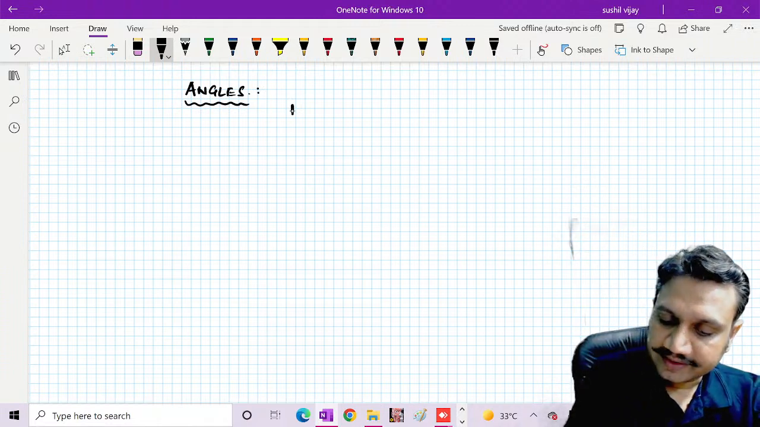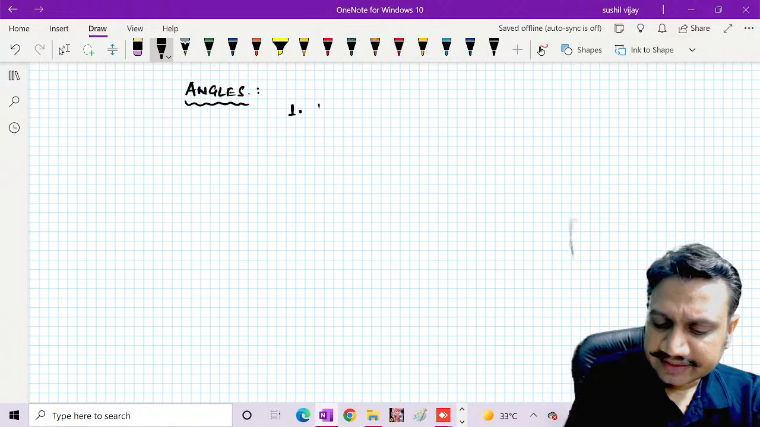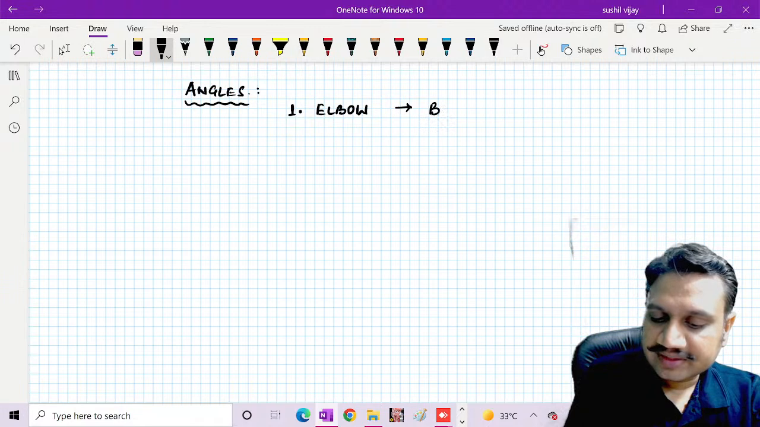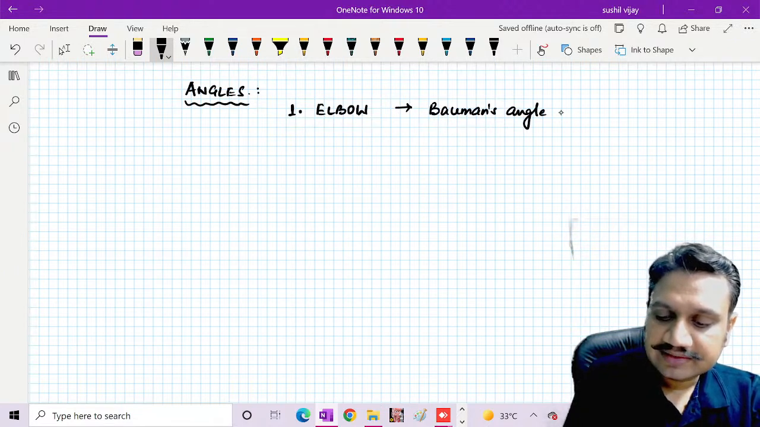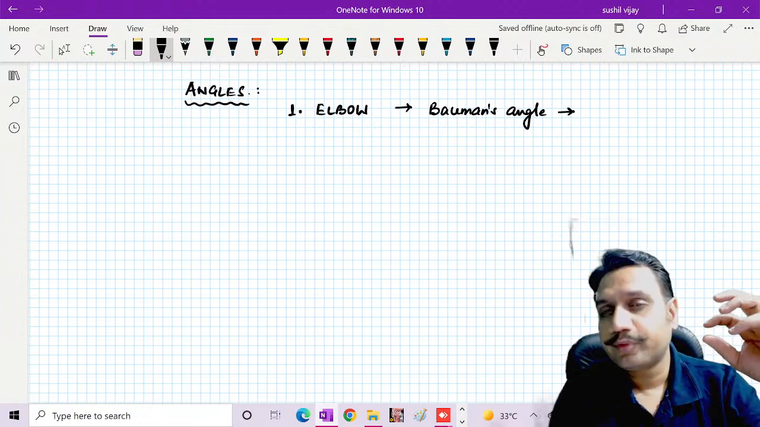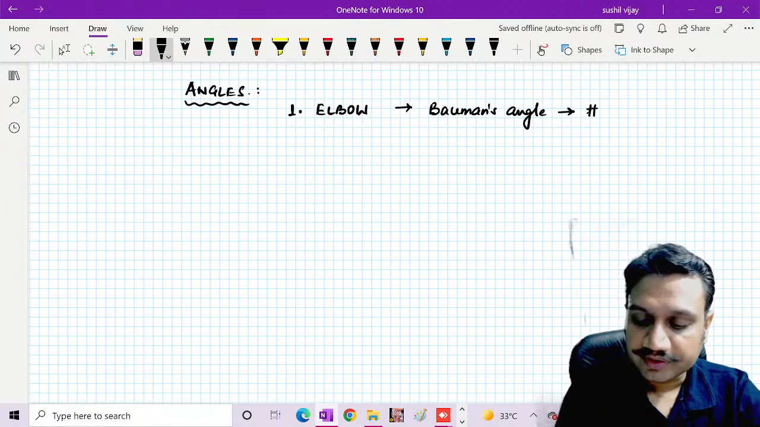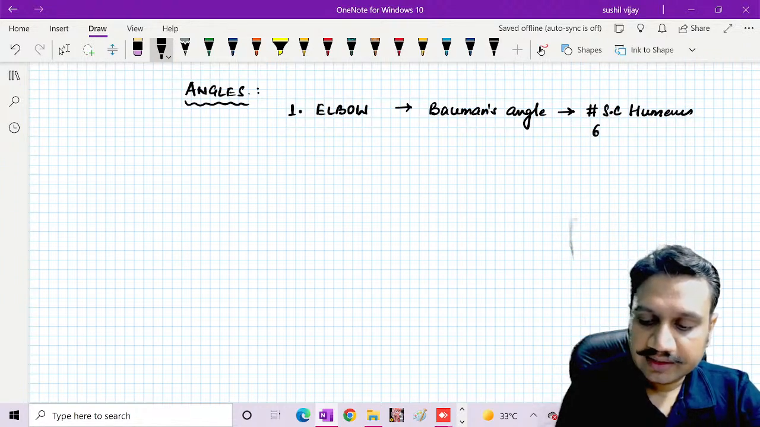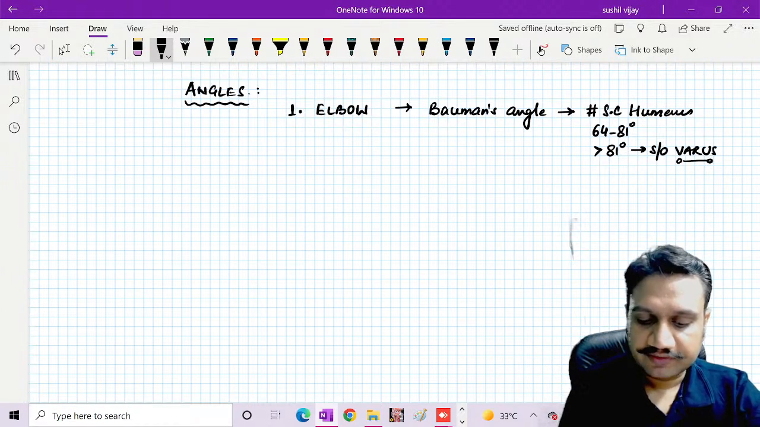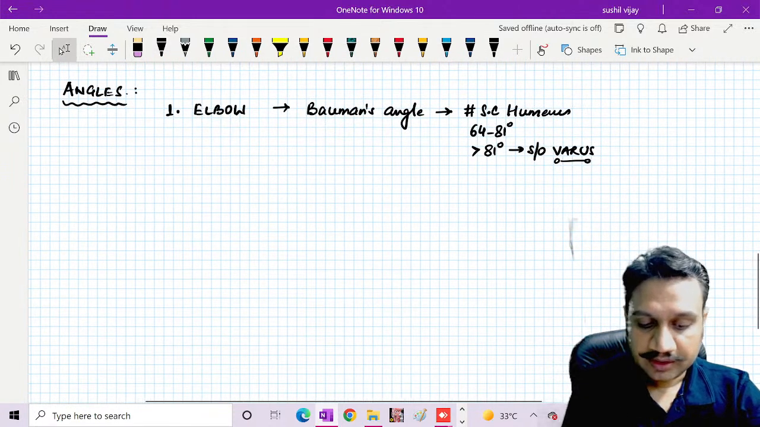Angles used for orthopedics, number one, is around the elbow. What is the angle that we talk about at the elbow? It is the Bowman's angle. Remember that? Why do we talk about the Bowman's angle? Bowman's angle is seen for assessment of proper reduction of a fracture of the supracondylar region of the humerus. How much is the normal angle? It is 64 to 81 degrees. And more than 81 degrees is suggestive of what deformity? The varus deformity. So one is the elbow.